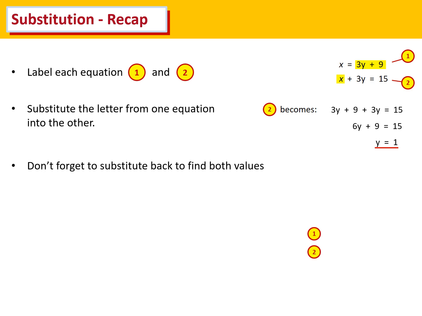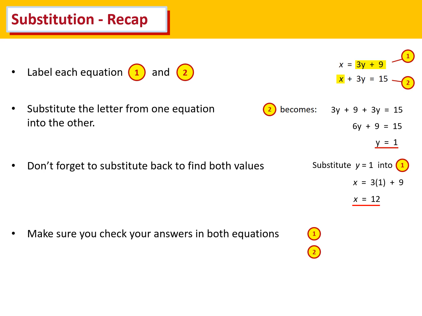Don't forget to substitute that back in order to find our x value. So we'll substitute it into equation 1, and we end up with x equals 3 lots of 1 plus 9, and we get x equals 12. We now make sure we check our answers in both equations. In equation 1, we get 12 equals 3 lots of 1 plus 9. That's correct. And in equation 2, we end up with 12 plus 3 lots of 1 equals 15. And that's correct.